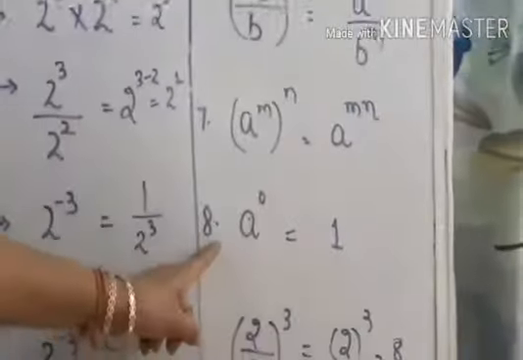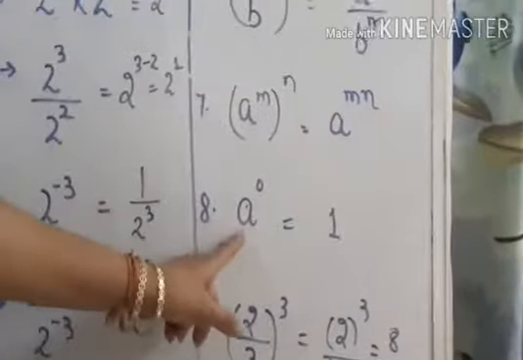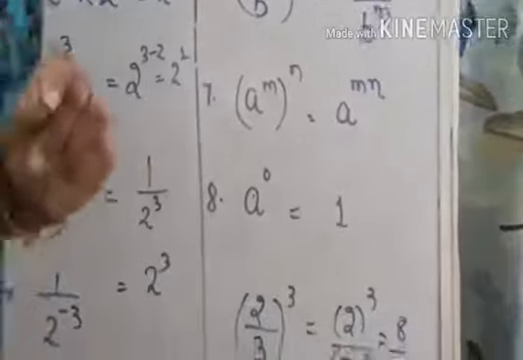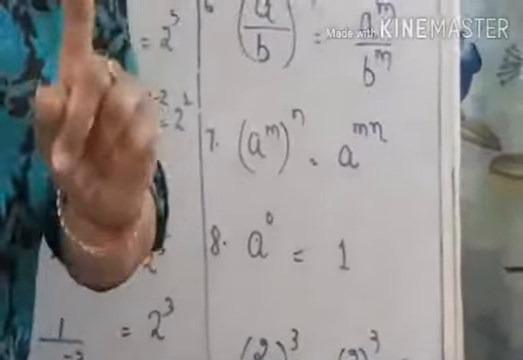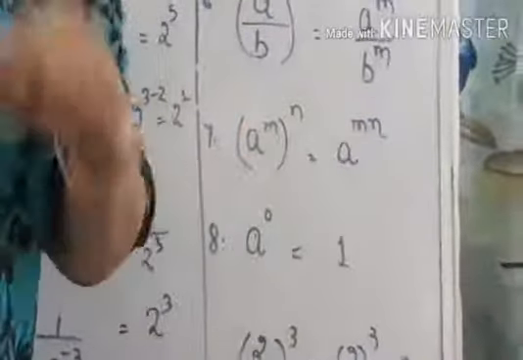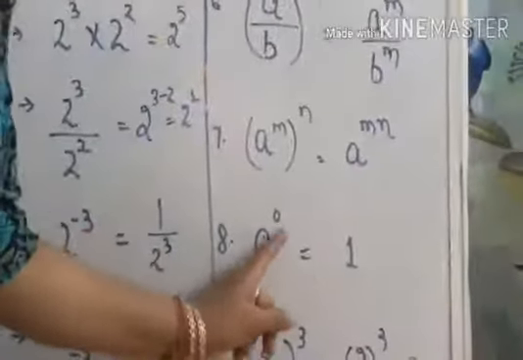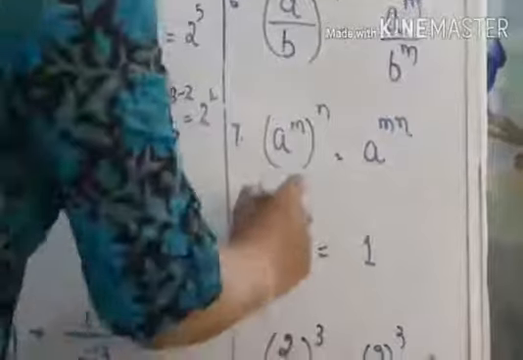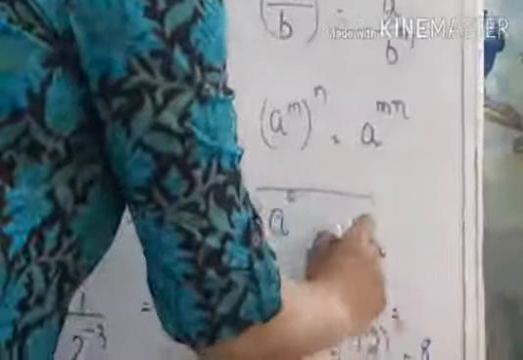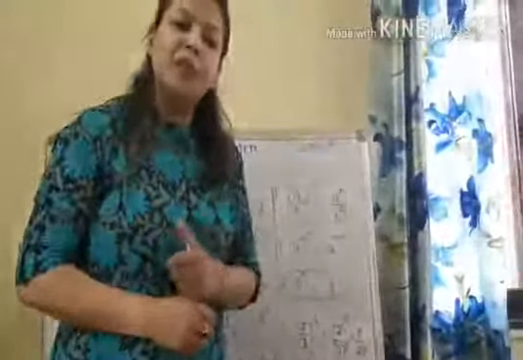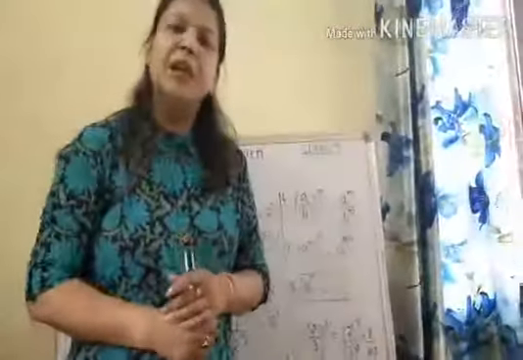One more law, 8th law, a raised to the power 0. Any number raised to the power 0 gives you 1. X raised to the power 0 is 1. B raised to the power 0 is 1. So this is your law that a raised to the power 0 is equal to 1. In this way you can apply your 8 laws and you can solve different questions. Now I will give you a few questions based on this and that you do.